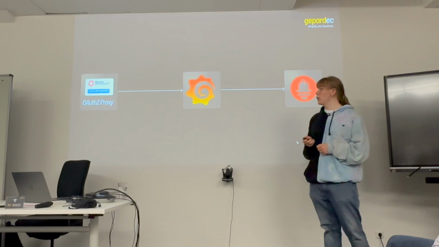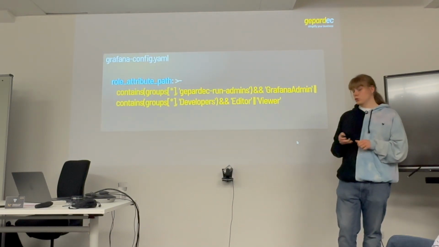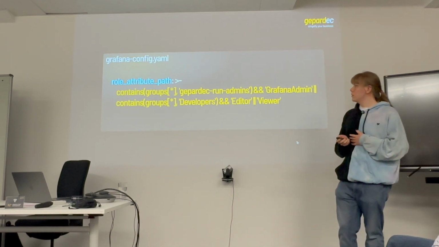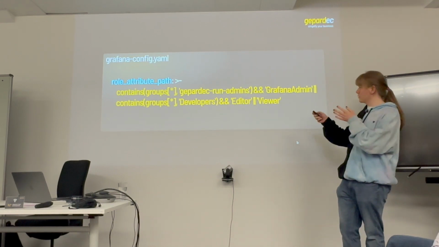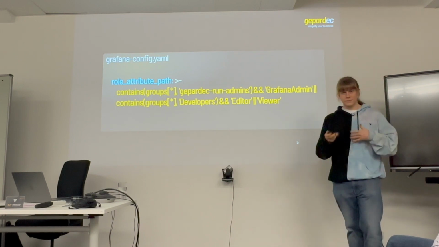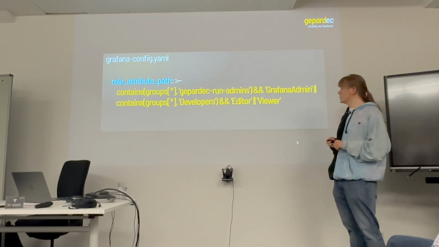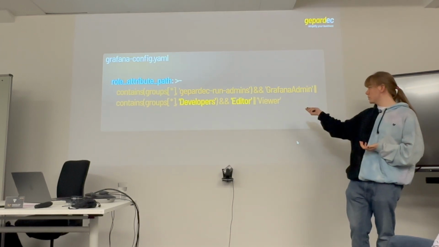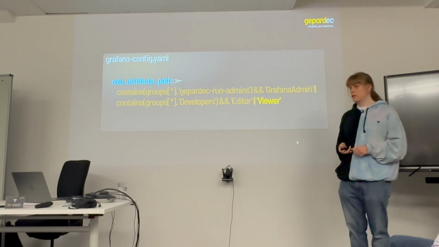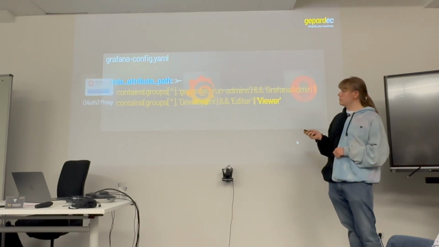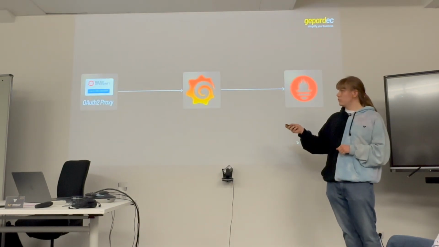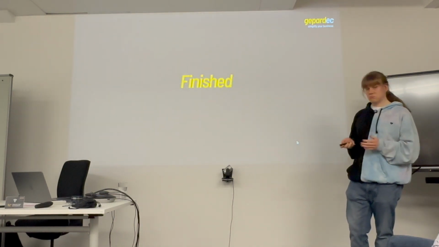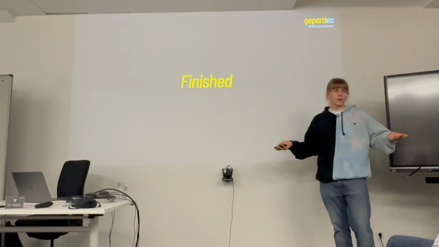We faced an issue where the OAuth 2 proxy wouldn't work with the Grafana group names. So here we see how Grafana maps the groups. We wanted to have Gepardec Run admins with Grafana admin, developers should be editors, and everyone else should be viewers. So we switched out the OAuth 2 proxy for Keycloak. Done, right? I mean, everything works.